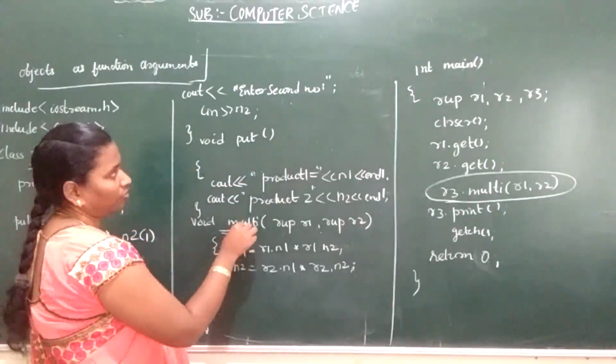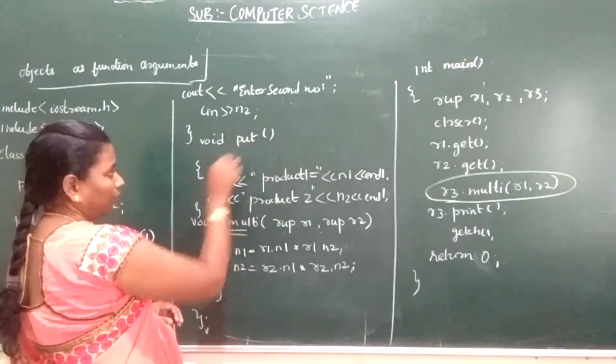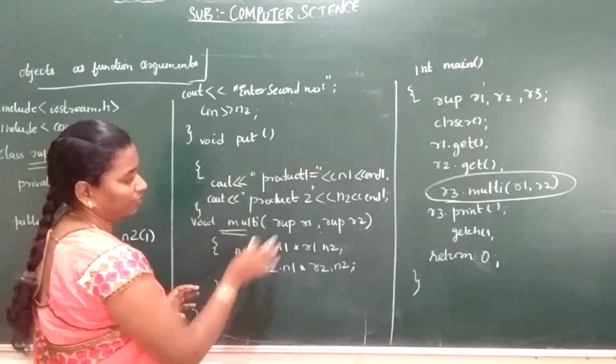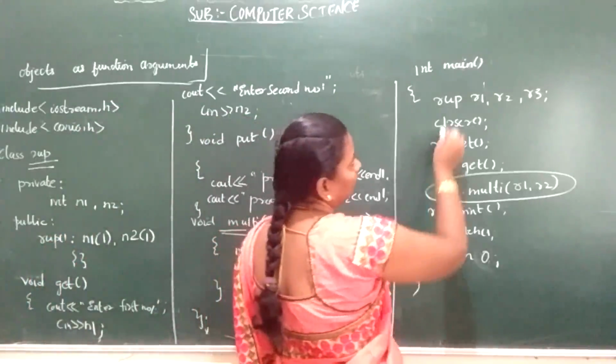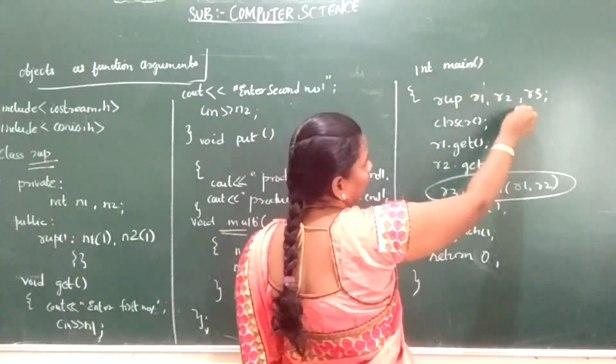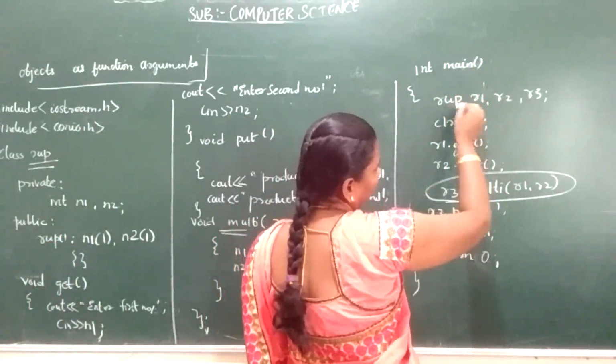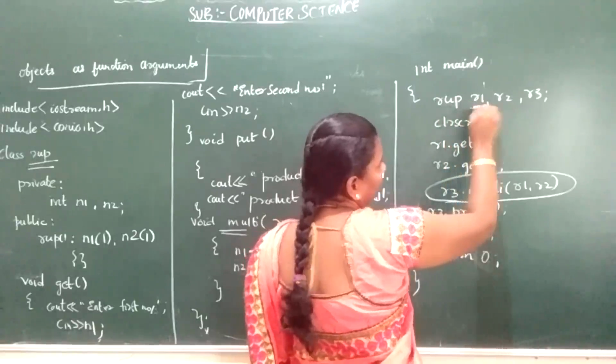So these are my member functions: multi, put and get. The definitions we have seen. Now the main concept lies here. Like we have the main function, your execution begins from your main function. So I am creating 3 objects.